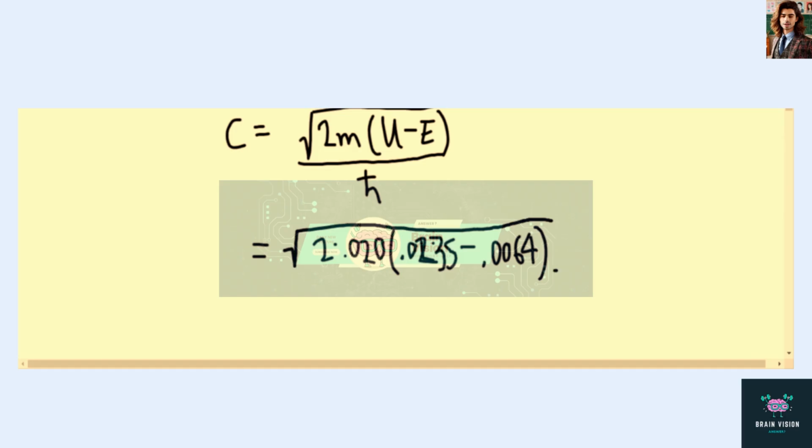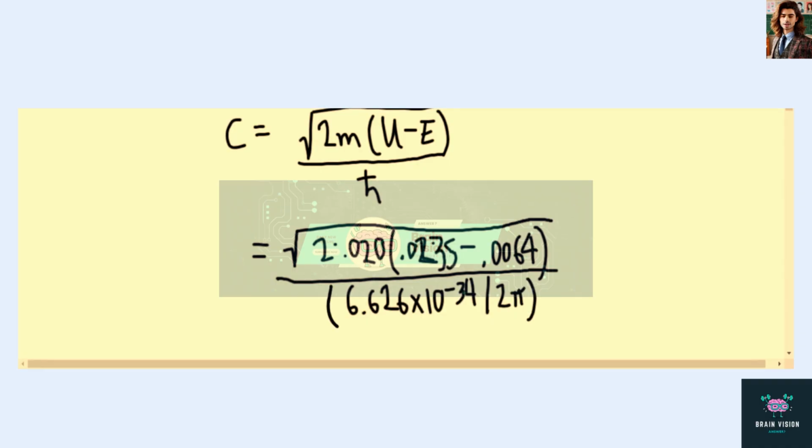We're not working with electron volts. And of course, in the denominator, we have Planck's constant divided by 2 pi, so we have 6.626 times 10 to the minus 34 divided by 2 pi. When you carry out this calculation, you get for C a very large number, 2.48 times 10 to the 32 inverse meters.